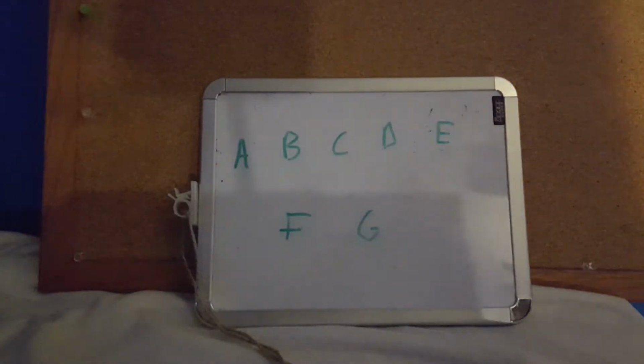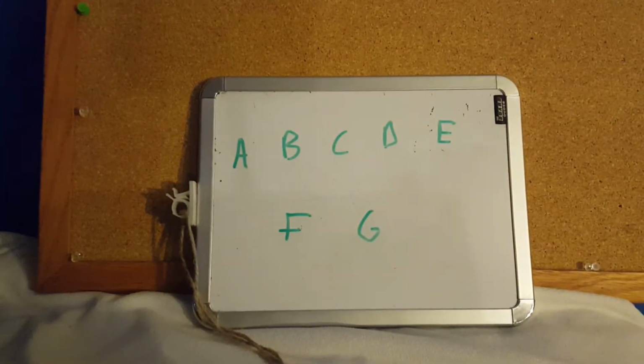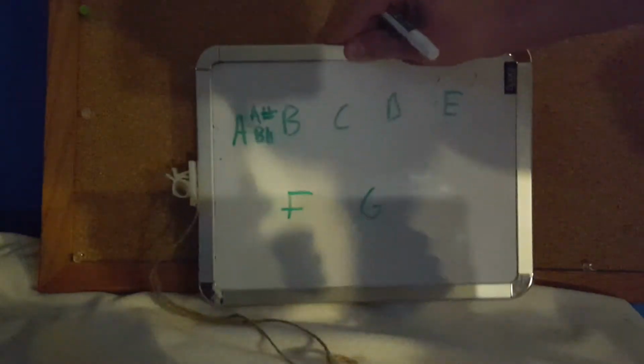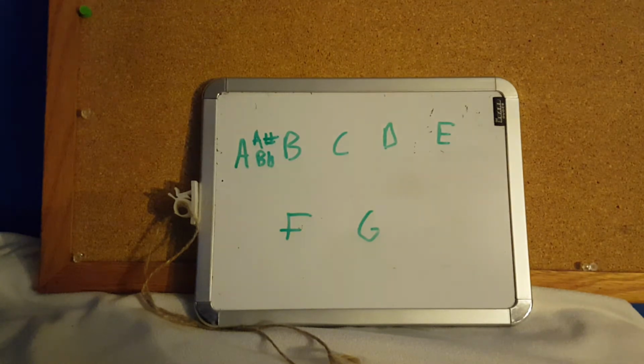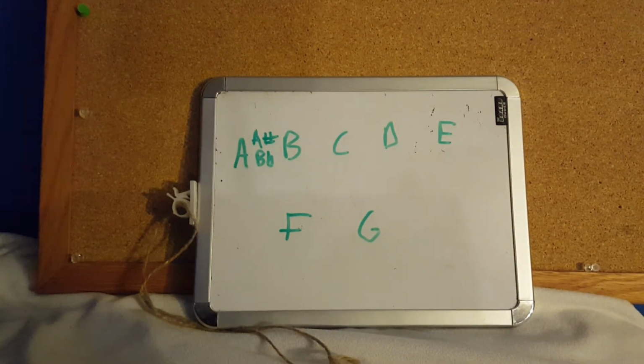So anyway, some notes do not have half steps. The notes that have half steps would be A. A has a half step, so it would be either A sharp or B flat. Then as we move along, we get to B. Now B is the first letter in the musical alphabet that does not have a half step higher. You will move on to C, that you can do a half step on. So a half step from C will either be C sharp or D flat.